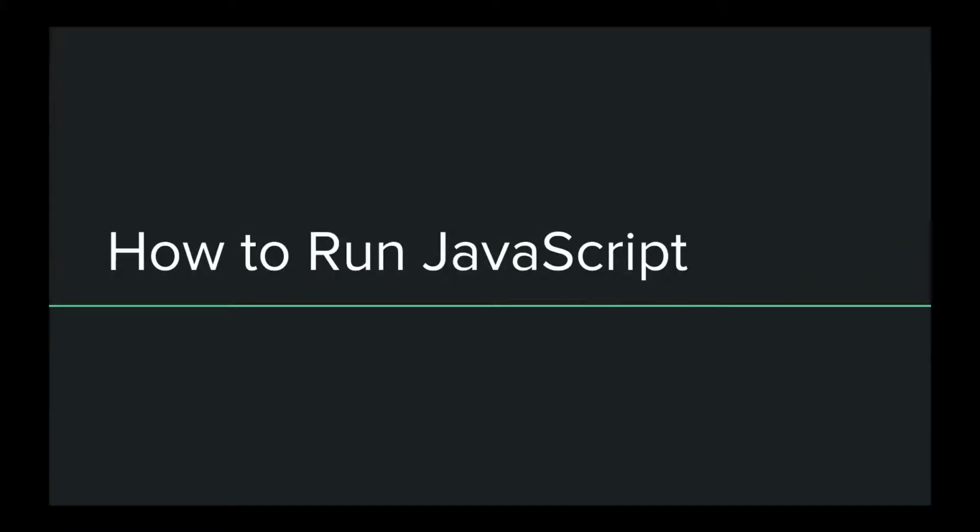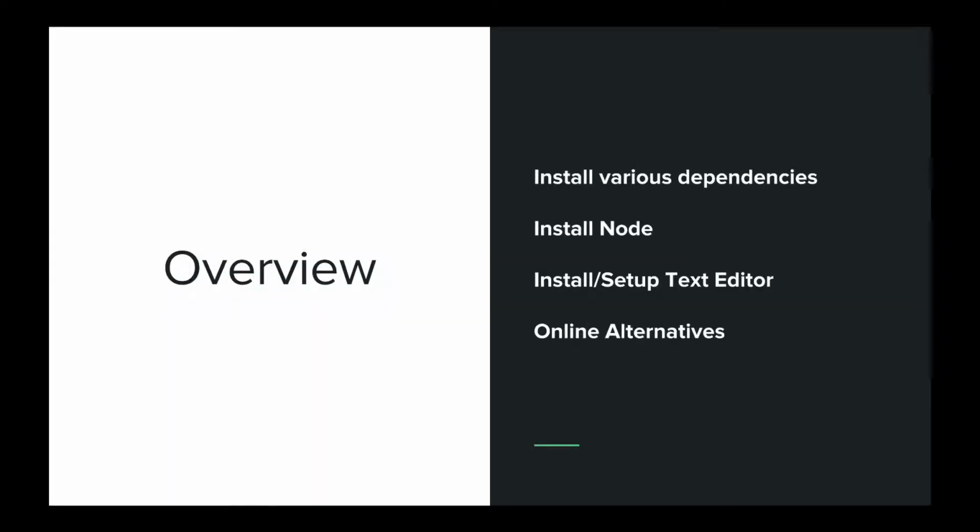Today I'm going to show you how to run and install JavaScript on your machine. This video is specific to Mac OS. So I'm going to show you how to install some various dependencies, and by various I mean just one, that's Xcode command line tools. Then I'll show you how to install Node, which is an environment that allows you to run JavaScript, and that's typically used on the server side to write server-side based JavaScript applications.